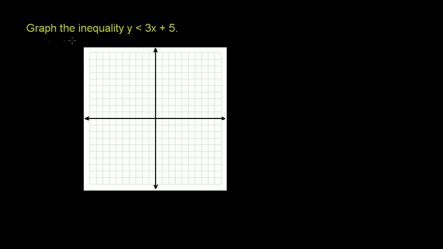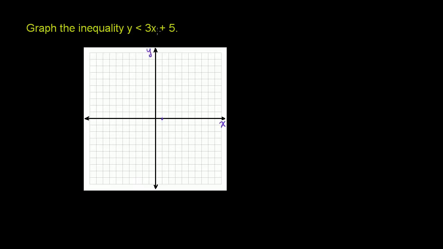We're asked to graph the inequality y is less than 3x plus 5. So if you give us any x, and let me label the axes here. So this is the x-axis. This is the y-axis. So this is saying you give me an x. So let's say we take x is equal to 1 right there.